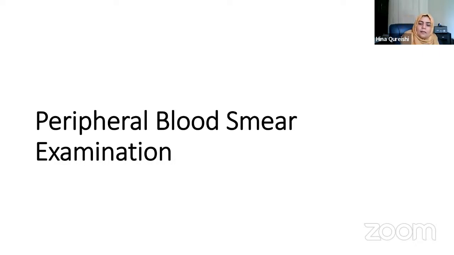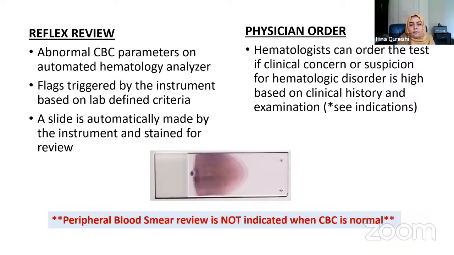Now, after the CBC, there's a peripheral blood smear examination. The peripheral blood smear examination is most commonly tagged with the CBC, but it's not always done and it's not always necessary. The smear review is usually not indicated when the CBC is normal unless the patient is a known oncology patient, and the hematologist is following up for certain subtle abnormalities that may not be shown in the CBC.